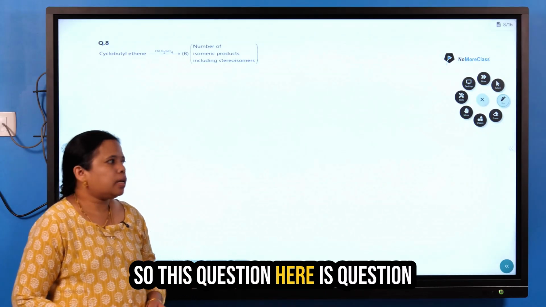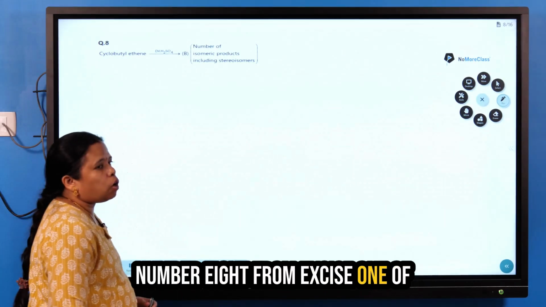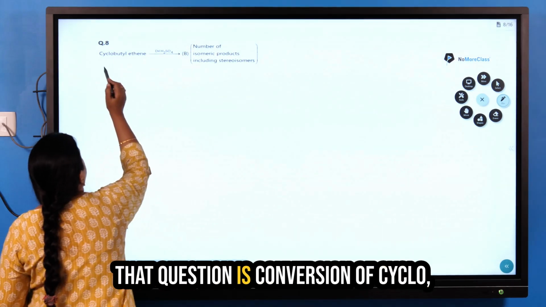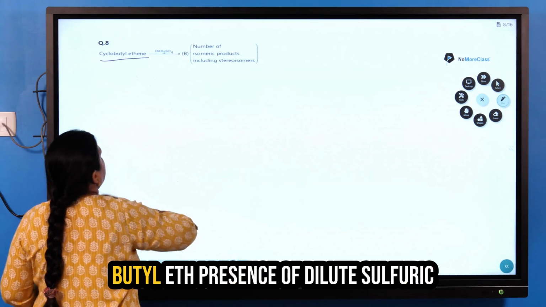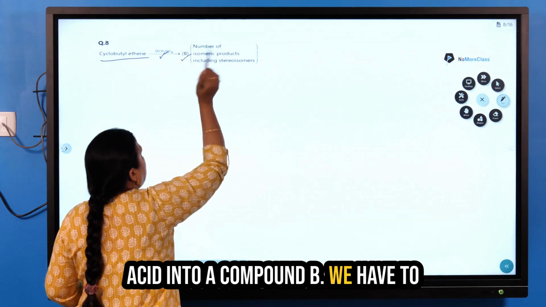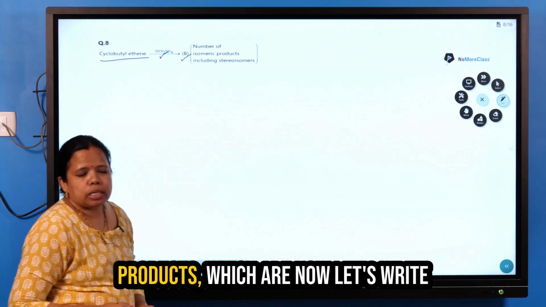So this question here is question number 8 from exercise 1 of alcohols, phenols, ethers, phase 5 book. The question is: conversion of cyclobutyl ethene in presence of dilute sulfuric acid into a compound B. We have to identify the number of isomeric products which are obtained.